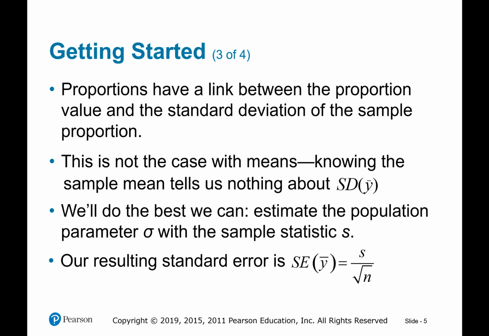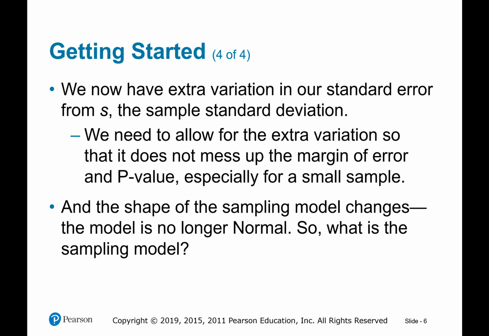Instead of calling it the standard deviation of the population, we're going to refer to it as the standard error. See that down at the bottom there, the standard error of our sample. The best we can do is estimate that population parameter, standard deviation of the population, sigma, with the standard deviation of our sample statistic, S. So all we've done there is change standard error from sigma divided by square root of n to standard error equals S divided by square root of n. And then we can proceed from there.